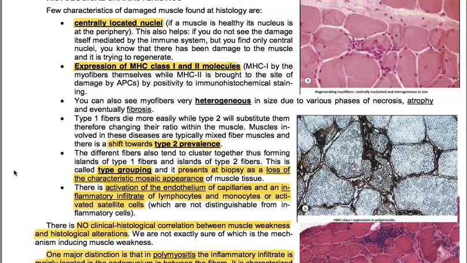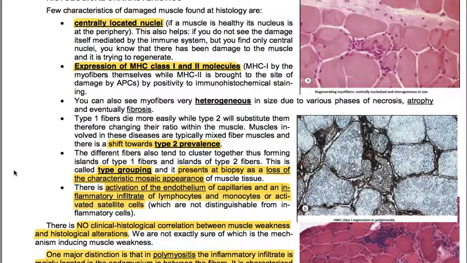This is called type grouping, and it presents at biopsy as a loss of the characteristic mosaic appearance of muscle tissue. There is activation of the endothelium of capillaries and an inflammatory infiltrate of lymphocytes and monocytes or activated satellite cells, which are not distinguishable from inflammatory cells. There is no clinical histological correlation between muscle weakness and histological alterations. We are not exactly sure which mechanism induces muscle weakness.